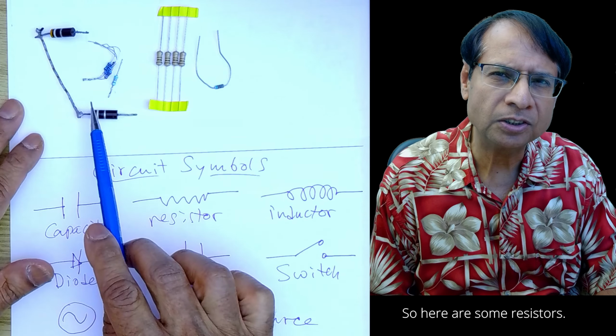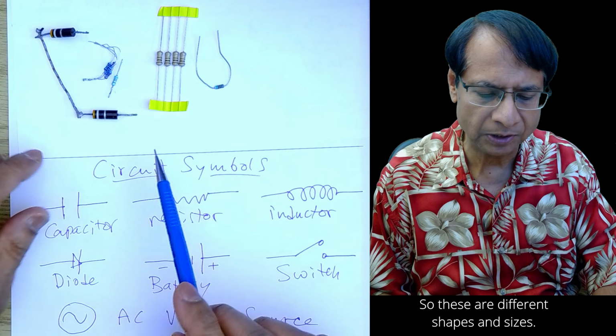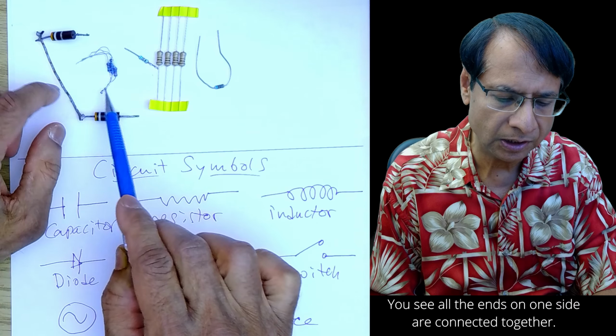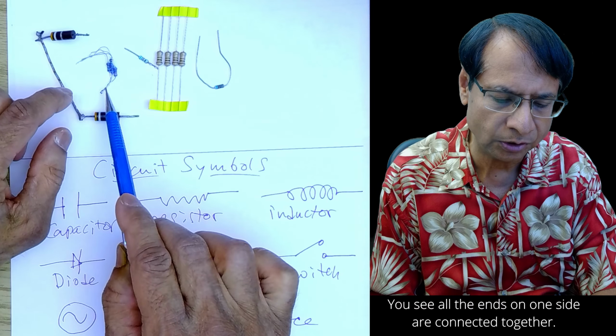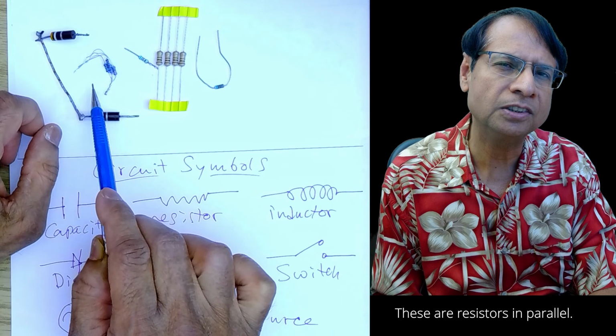So here are some resistors. This is what resistors look like in real life. These are different shapes and sizes. And here you have a bunch of resistors connected in parallel. You see all the ends on one side are connected together, all the ends on the other side are connected together. These are resistors in parallel.